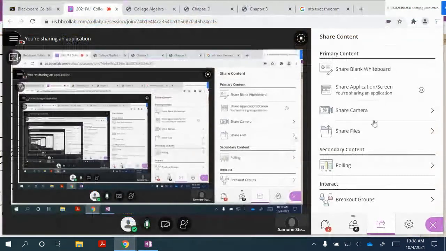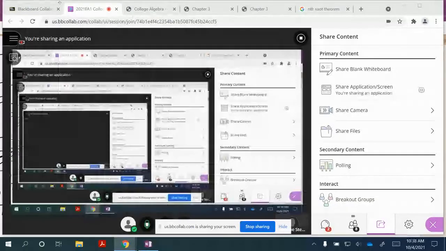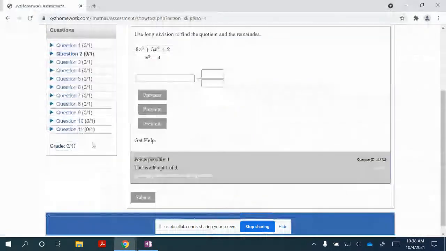Give me a minute, I'm just going to switch screens here. I'm dealing with a couple of screens here.